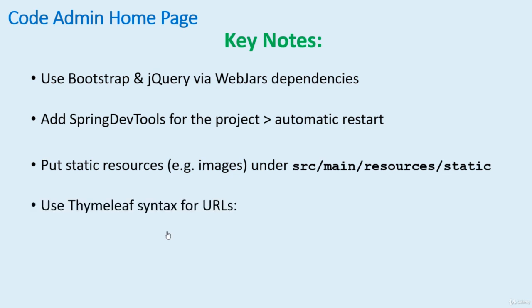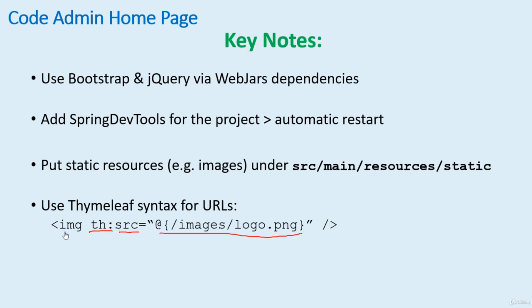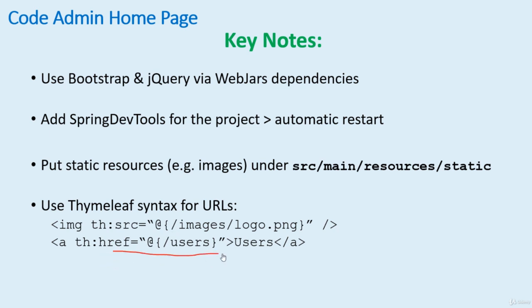And for the URLs in the HTML code, we should use Thymeleaf syntax with the prefix th: before the attribute that requires a URL. For example, th:src for the image tag here, and th:href for the hyperlink tag here. And the Thymeleaf template engine will generate the URL dynamically based on the application context path. So this is a proper way to specify URLs in a Spring Boot application.